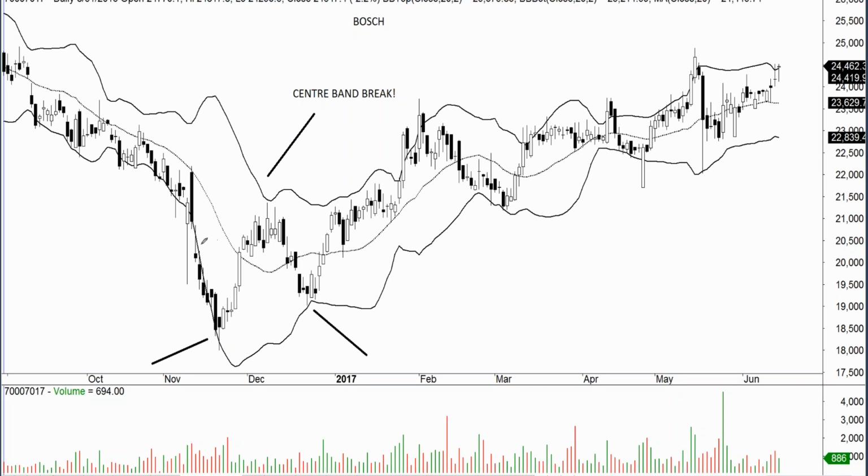Here you can see in Bosch, it came down, closed outside the band, had big volumes, broke the central band, meaning it could not take resistance at the central band, but yet again this is a valid setup. A bullish engulfing candle. Any trade that does not break the central band is more effective. You can note it down.